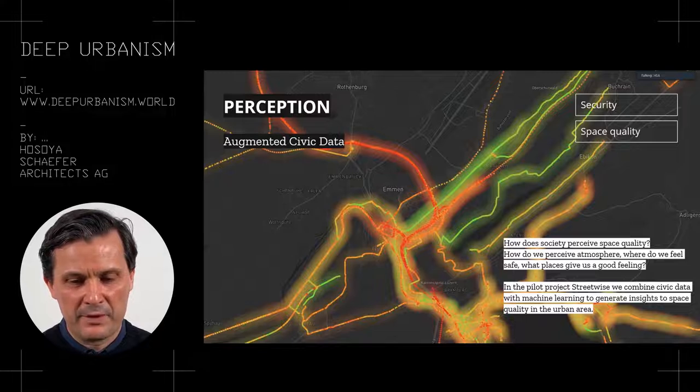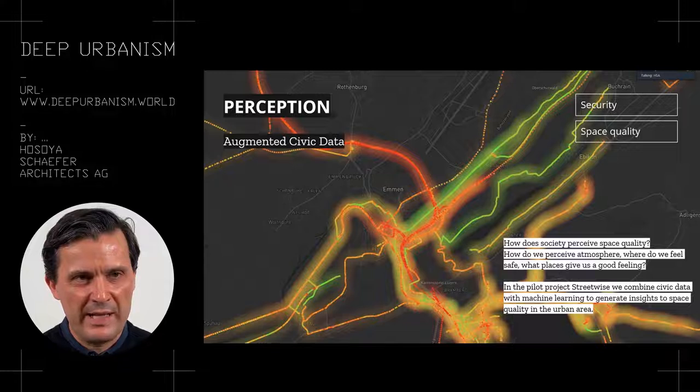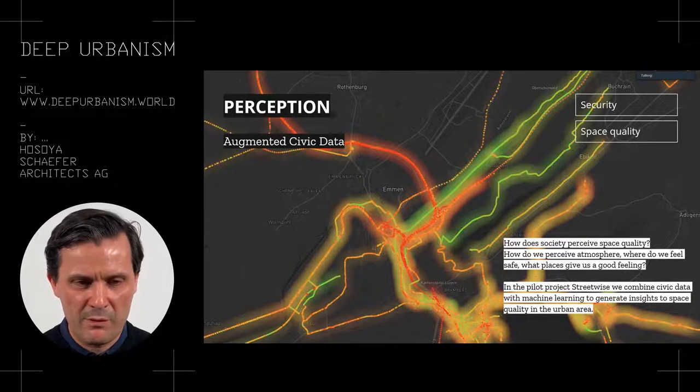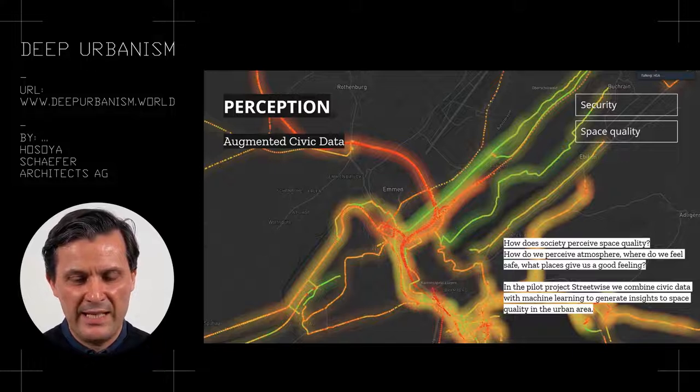We then, with these choices, train a machine learning algorithm. And with this algorithm, we are then not only looking at individual spots on streets, but we're looking at all the streets. So we have around 30,000 data points of individual choices, you know, citizen opinion, so to speak. And we can turn these individual choices into an assessment of all public spaces in the city.